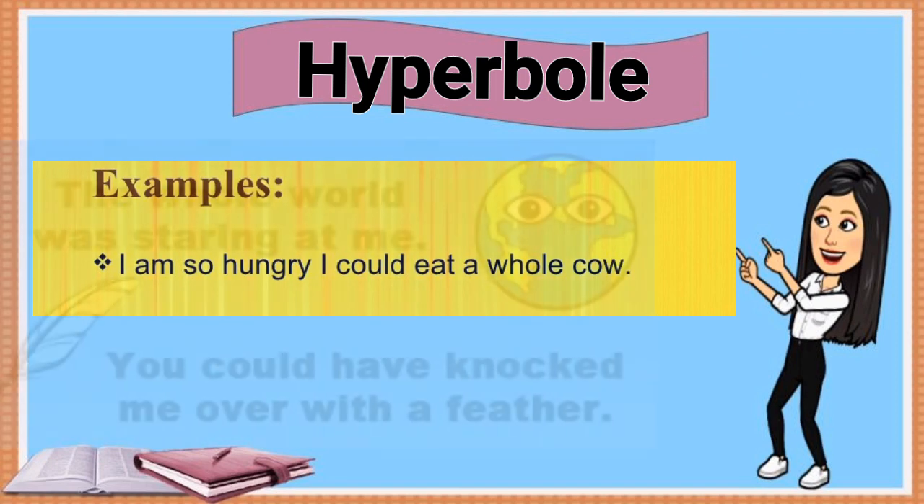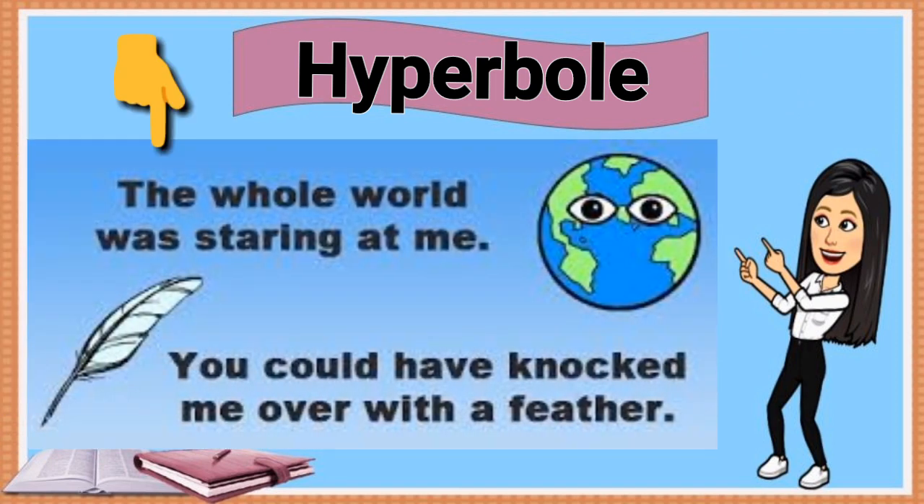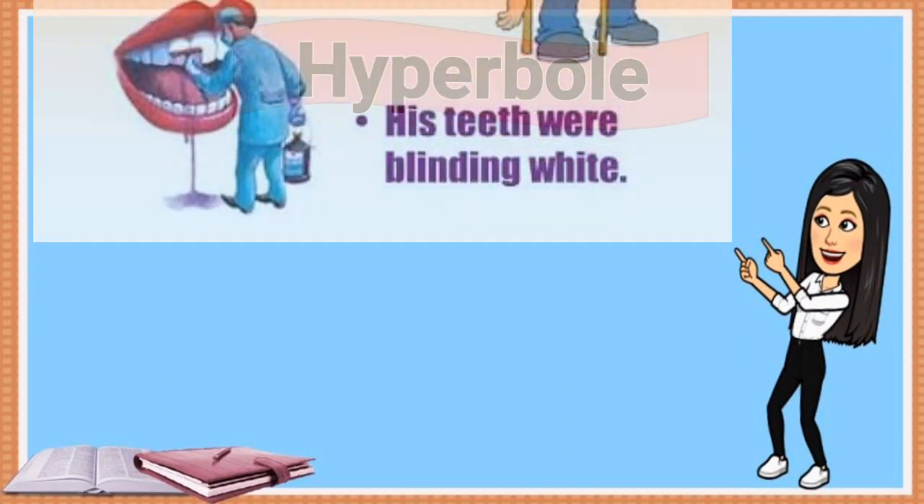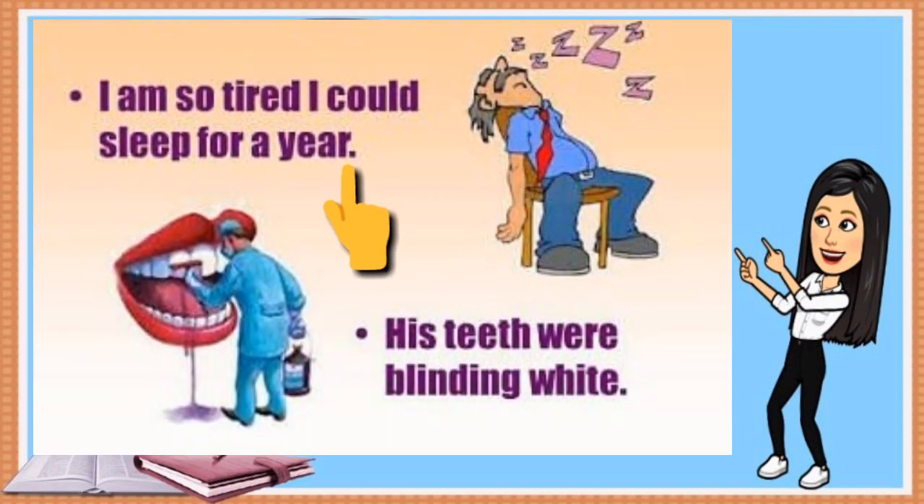So let's have another example. The whole world was staring at me. You could have knocked me over with a feather. I am so tired. I could sleep for a year. His teeth were blinding white. So these are examples of hyperbole.